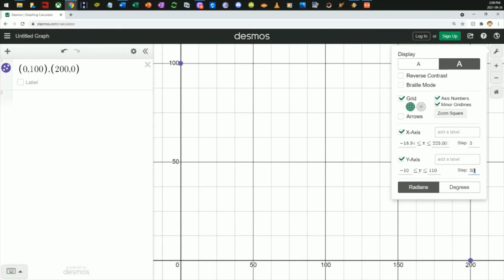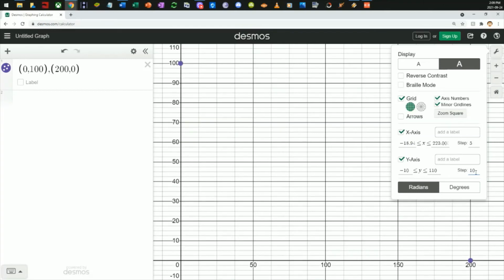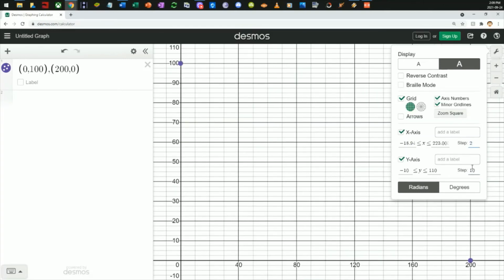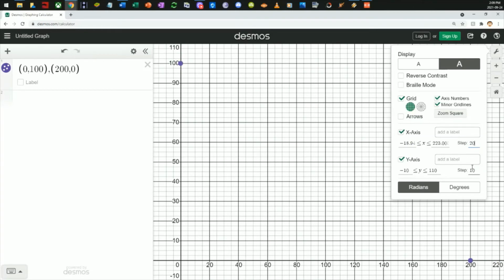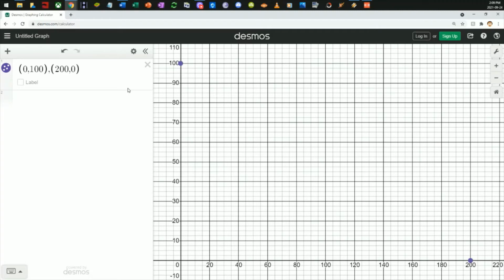Oh, wait. Sorry, that's the y-axis. We want to go up by 10s. And we want to go up by 20s on the x-axis. Yeah, that looks decent. Okay, so now we need a hill that goes through 0, 100 and 200, 0.